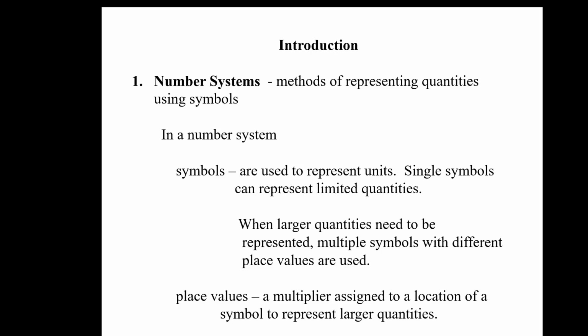A number system is a method used to represent quantities using symbols. In a number system, a single symbol is used to represent a unit and can represent limited quantities. When larger quantities need to be represented, we have to use a set of symbols, more symbols in order to represent bigger quantities, where each symbol represents a place value. A place value is a multiplier assigned to a location of a group of symbols to represent higher quantities.